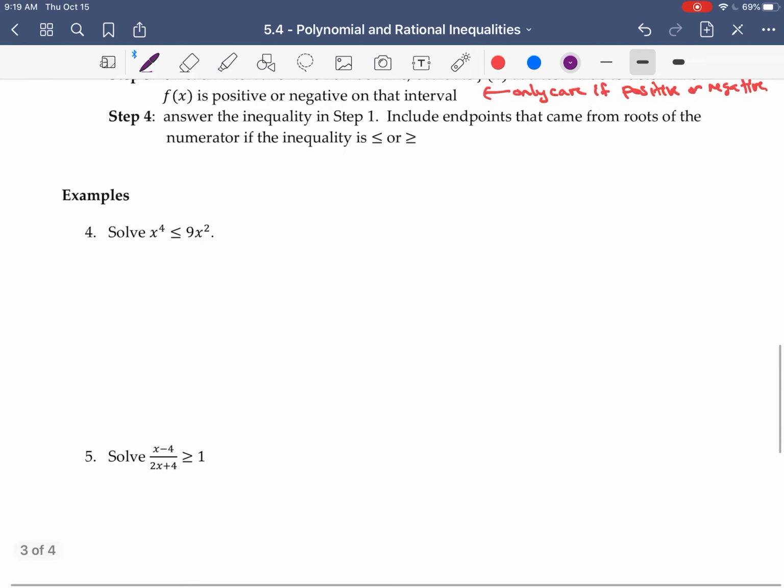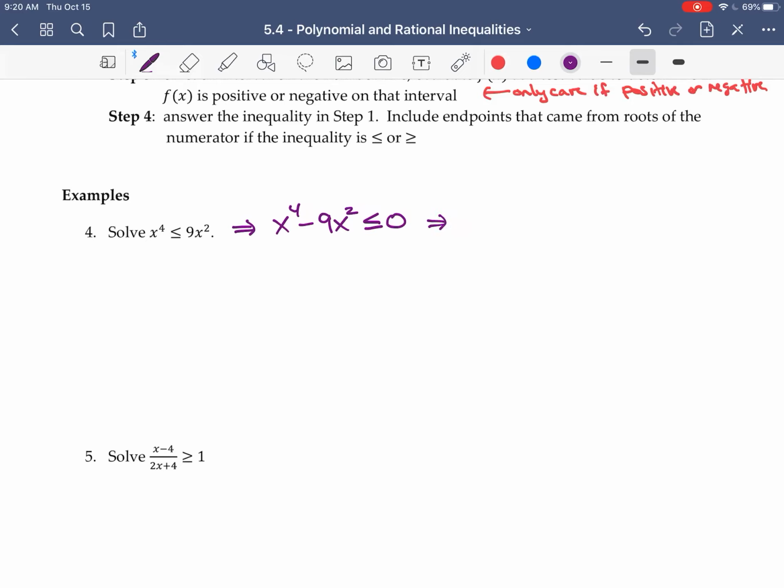So let's do number 4 here. Okay, so first of all, we want to compare to 0. So I'm going to move the 9x over, 9x squared, sorry. So I have x to the 4 minus 9x squared is less than or equal to 0.